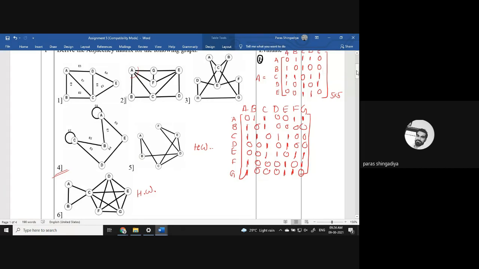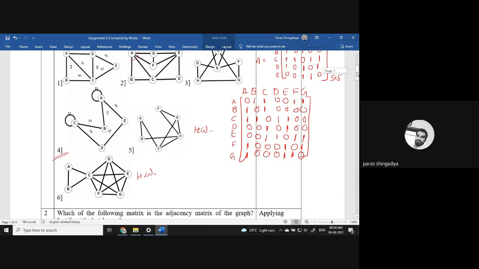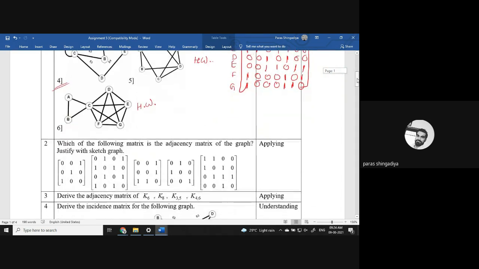Is there any confusion to anyone to derive this matrix? If you have any doubt, please ask. Okay. So now the remaining graph you just try for homework. Whenever you are free, finish it. Clear? Just keep the space in your book right now. Clear?